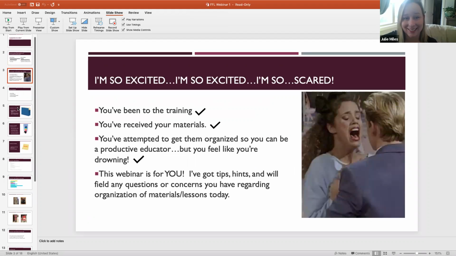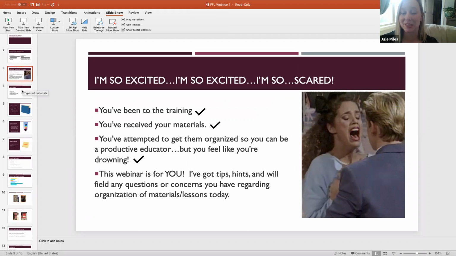Which leads us to this. I'm so excited. I'm so excited. I'm so scared. I couldn't resist the Saved by the Bell reference here, because that's kind of what you feel like once you start first using the materials. You've been to the training, you've received the materials, you've attempted to get them organized so you can be a productive educator, but you feel like you're drowning. And as I was saying, this webinar is for you, because I'm going to give you tips and hints and field any questions that you have regarding organization of materials and organization of lessons today. And if you're too young and you don't know the reference to Saved by the Bell, just Google Jesse Spano. I'm so excited. We'll check on that next time. See who checked it out.